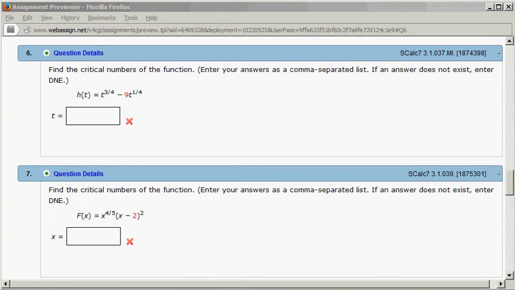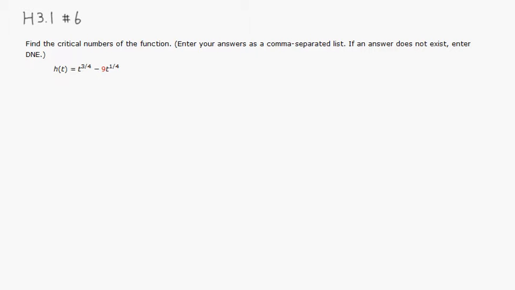Okay, let's look at homework 3.1, problem number 6. We want to find the critical numbers of this function. So let's do that. First, we're going to have to take the derivative.